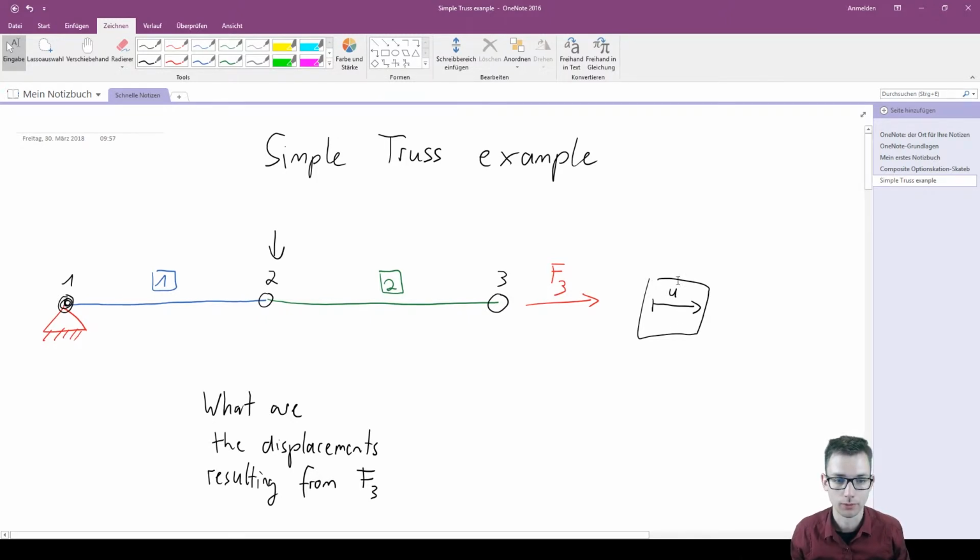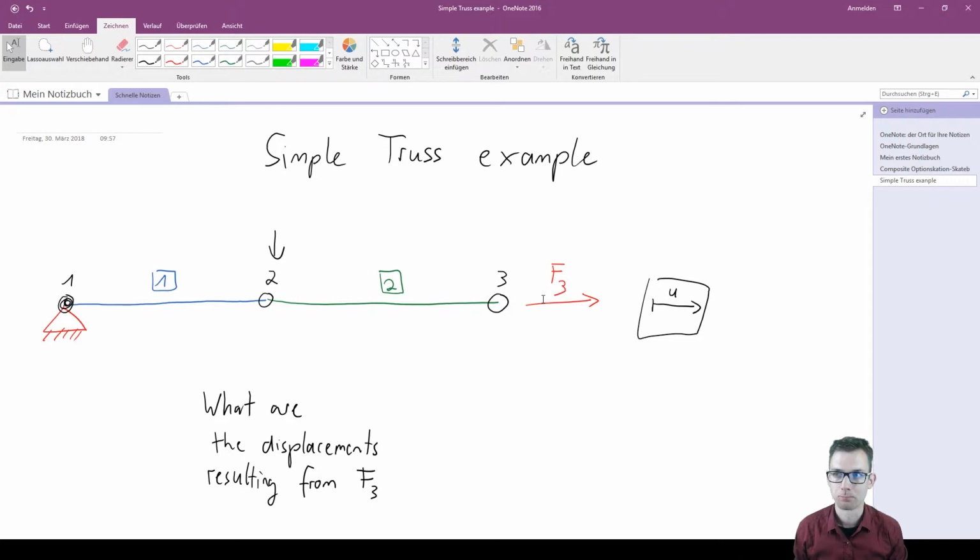And u is right over here, positive into the right direction. And we have an external force, F3, which is acting on the system on node 3. And the question is, how are we going to calculate the displacements on node 1, 2, 3 for the system resulting from the external force? And this is an easy example to show how the finite element method works from a theory basis.